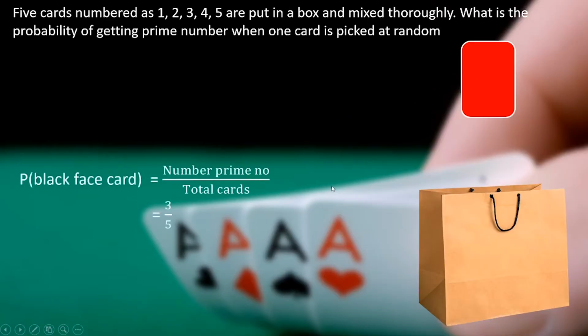So since we know which are the prime numbers now, it's very simple. So 2, 3 and 5. So how many total numbers? Favorable outcomes are 3 upon 5 numbers, right? So total number 5. So 3 upon 5 is my answer.